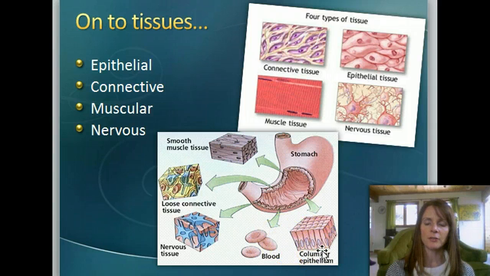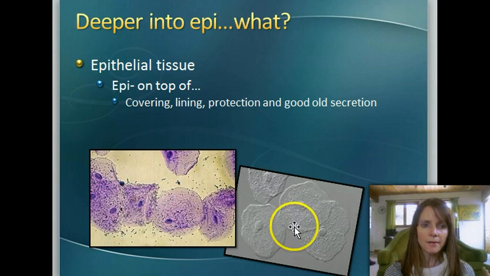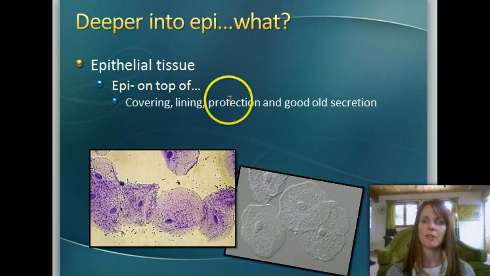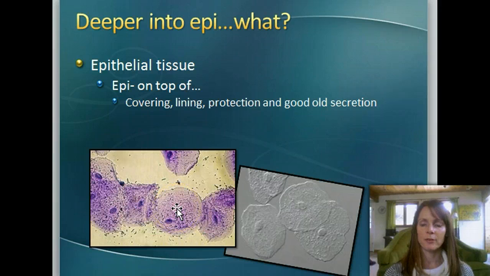Okay, so let's go through that and give a little bit more examples and a little more depth to what each of those tissues are. So epithelial: epi, on top of, covering, lining, protection, and also good old secretion. These are actually pictures of cheek cells. Your cheek cells are a good example of epithelial tissue.